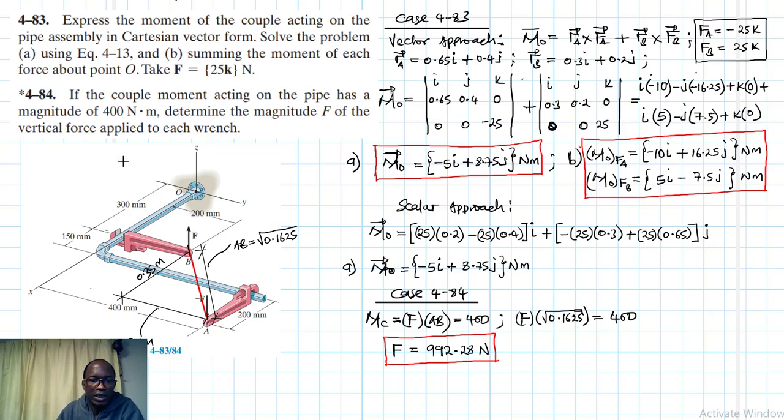Great. Of course, the direction of this couple moment here will be perpendicular. The direction of this moment here, which is F times AB, will be perpendicular to that line like so. Of course, this is a free vector, but the direction will not change.